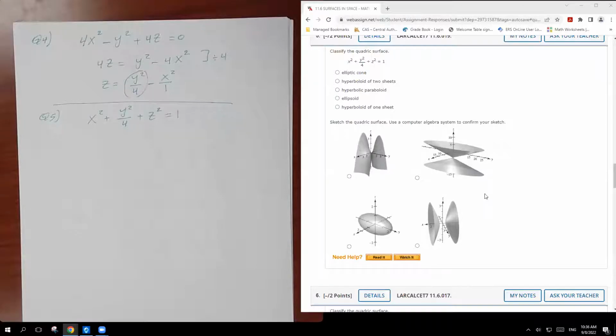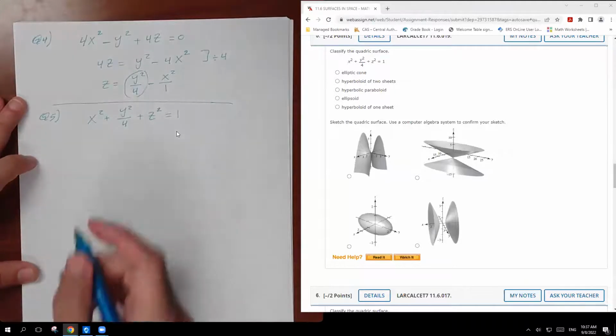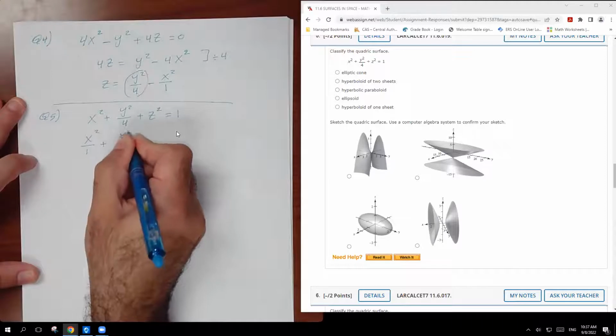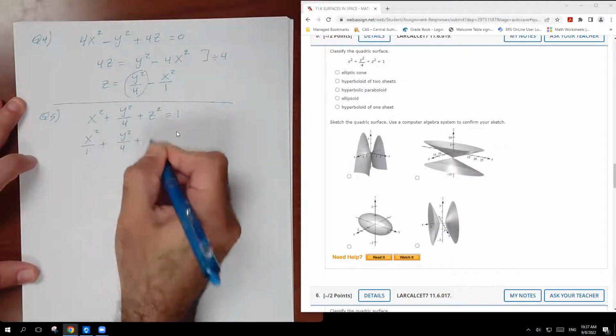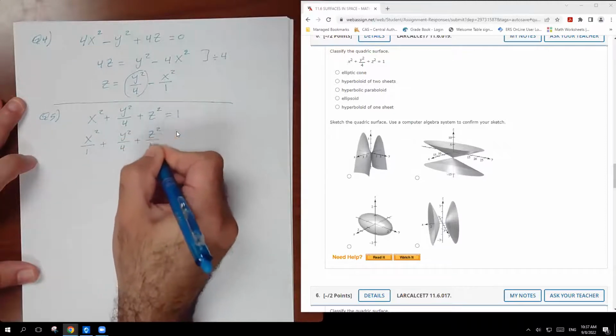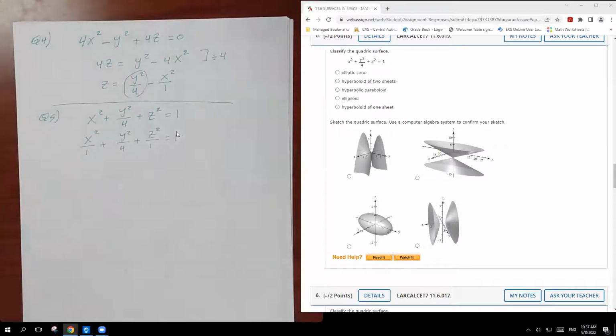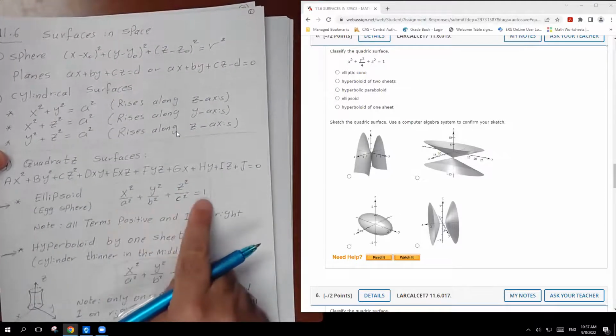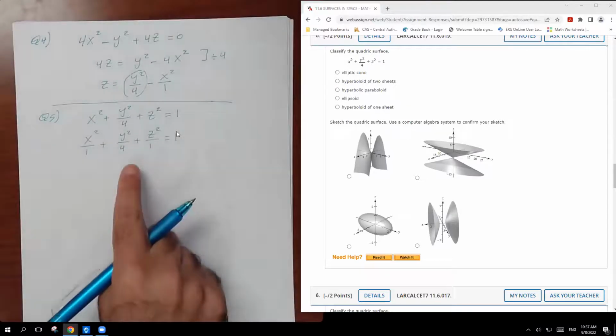If you look at this one, it's already x squared over 1 plus y squared over 4 plus z squared over 1 equals 1. I don't have to simplify or change anything. It's exactly like the ellipsoid, because all the terms are positive and the other side equals 1. So here it is.